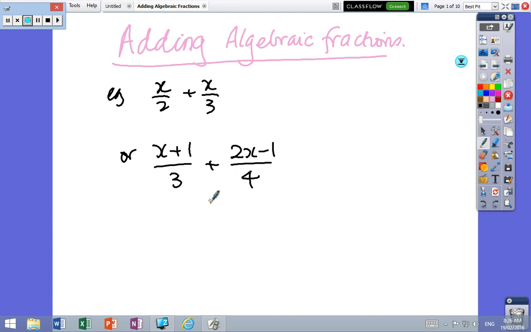Okay, so welcome back. We're going to be looking at adding fractions, but unfortunately we have to put some algebra in it. Okay, so these are the sort of questions that we're going to get up to today. We're going to do x plus 2 over x plus 3 type questions, and even ones where you've got the numerator being a little bit more complicated.